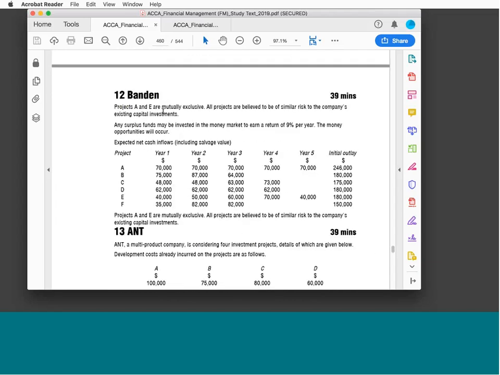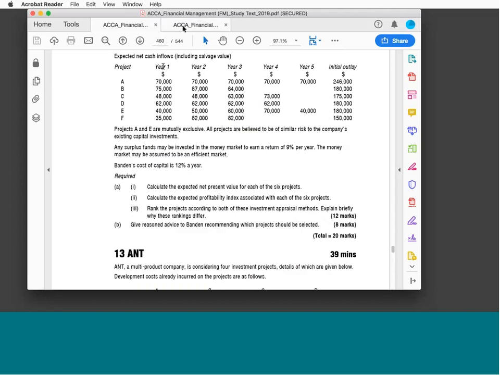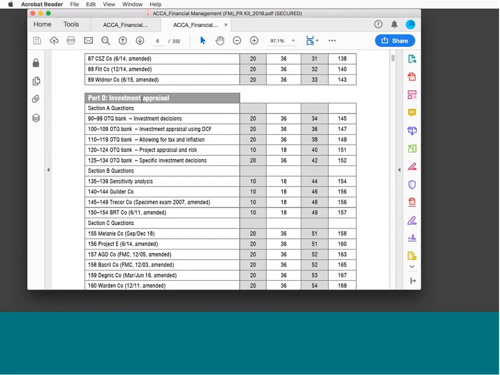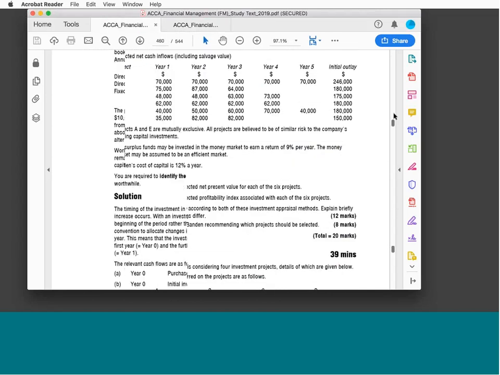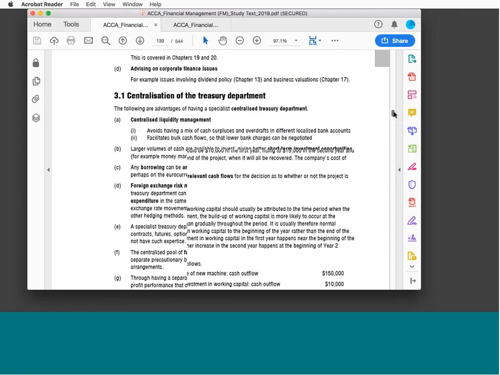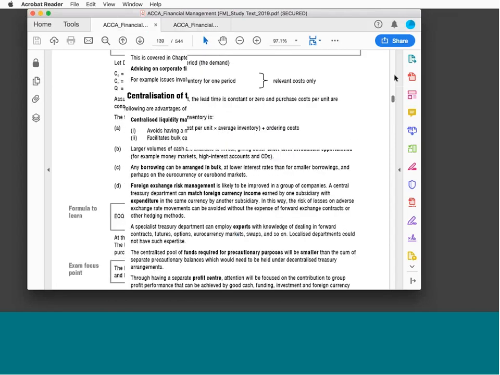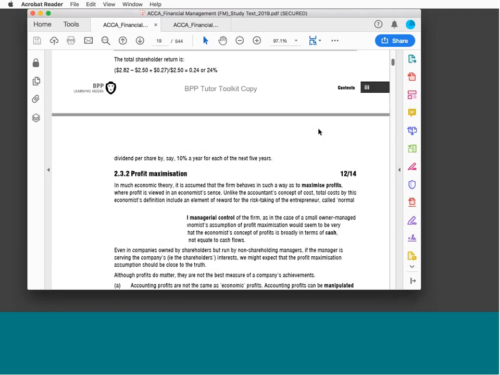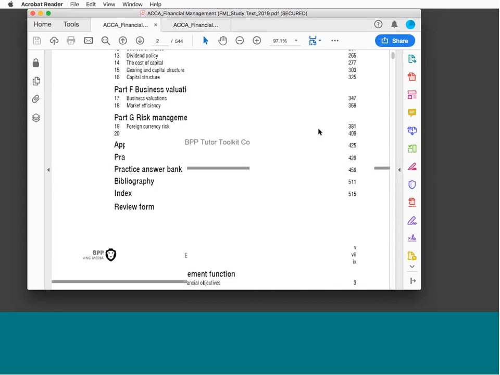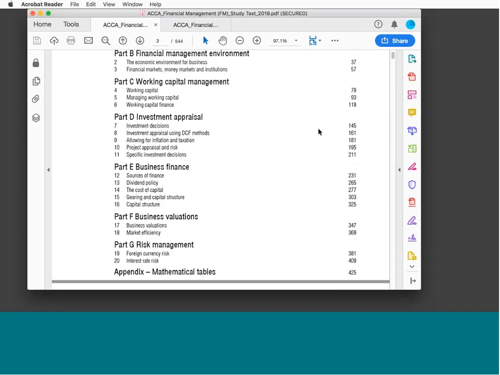Once you have completed that, go into the practice and revision kit. So this is the practice and revision kit. Now we are in part D of the syllabus. If you have a look in the study text, you've got a really good contents page right at the beginning, which splits each chapter by the part that it relates to in the syllabus. The syllabus is split into parts A to G, and then chapter 11 falls into part D, investment appraisal.